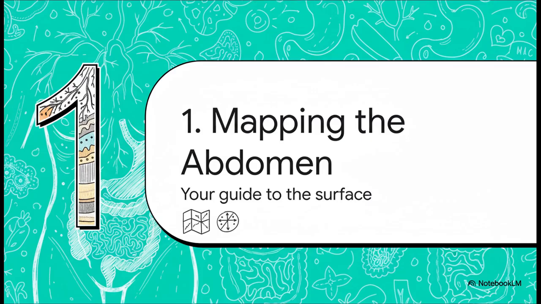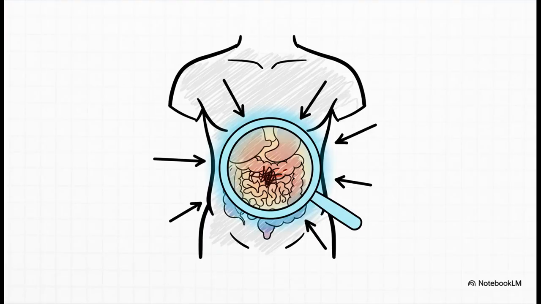All right, part one, mapping the abdomen. You know, in the clinic, everything starts on the surface. Before you can have any idea what's going on inside, you have to be an expert on the map on the outside. And that's really the core principle here, right? The body gives us all these external clues about what's happening internally. So learning to read this map is job number one.